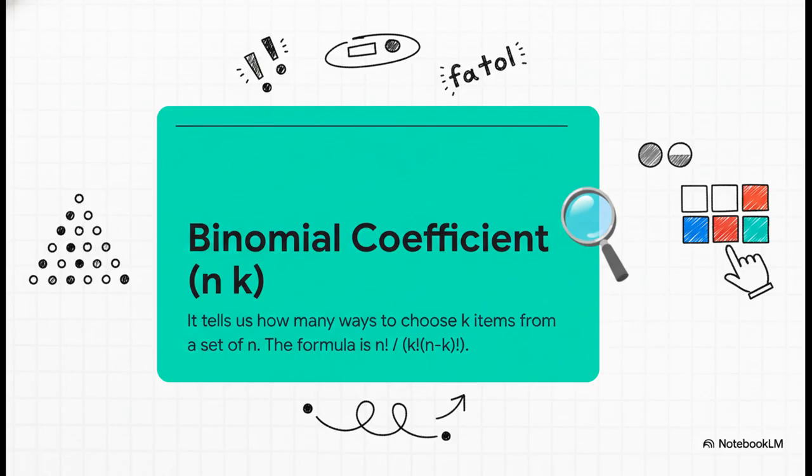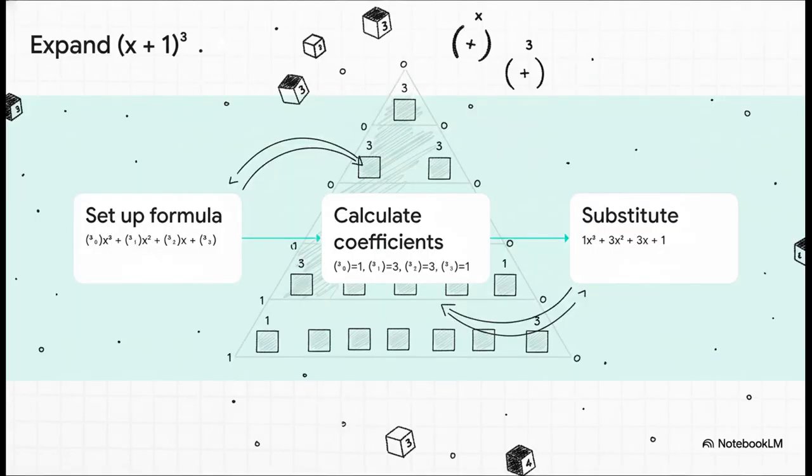It's called the binomial coefficient, and it answers a pretty simple question. How many different ways can I choose k things from a group of n things? The formula to figure it out uses factorials, the exclamation mark, where you just multiply a number by every whole number below it. This is the magic that lets us find any number in Pascal's triangle without building the whole thing.